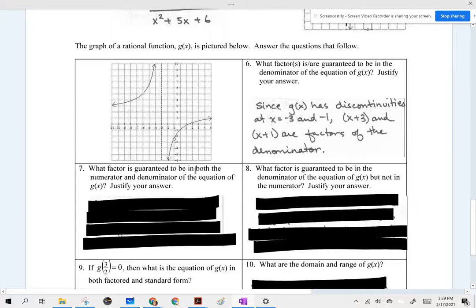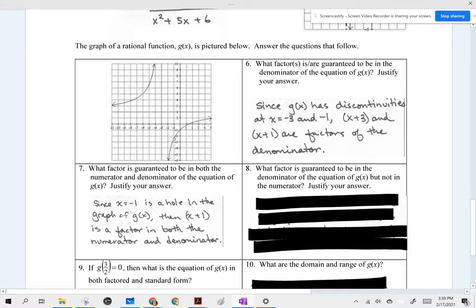All right, let's take a look at number 7. What factor is guaranteed to be both in the numerator and the denominator? Okay. In order for there to be a hole, there has to be the same factor top and bottom. So since x equals negative 1 is a hole in the graph, then x plus 1 is a factor in both the numerator and the denominator. Number 8, what factor is guaranteed to be in the denominator of the equation but not in the numerator? Make sure you justify your answer.